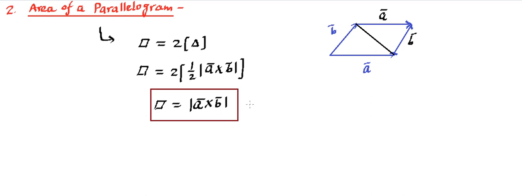If the question comes, it will be very straightforward. A vector will be known to us, B vector will be known to us in terms of I cap, J cap. Then we will find A cross B. We have learned how to find A cross B. Then we will find the magnitude of it, and that will become the area of a parallelogram. If the area of the triangle has to be calculated, place the half factor. Okay. So these are the two applications of cross product of two vectors.